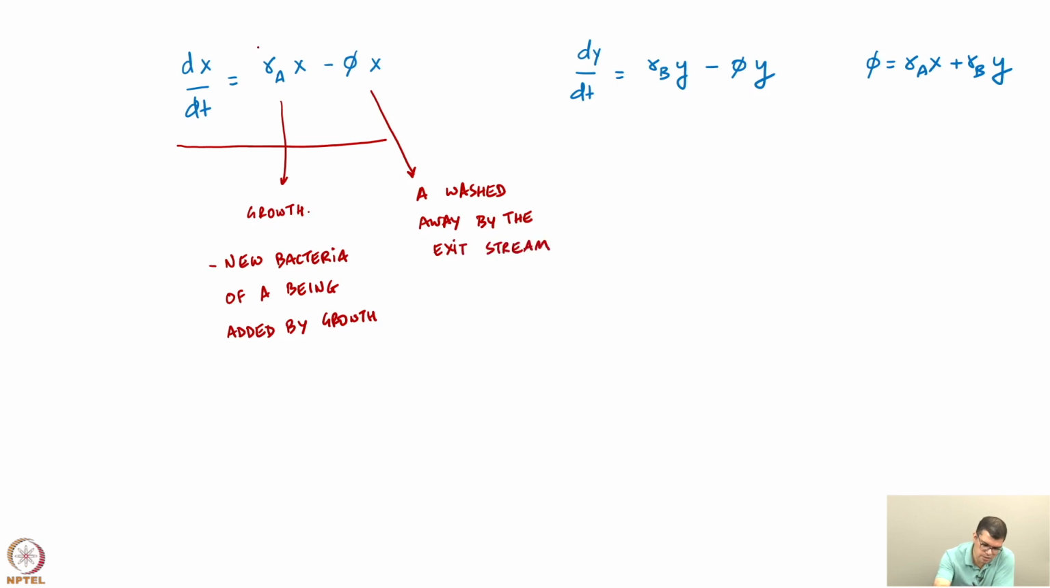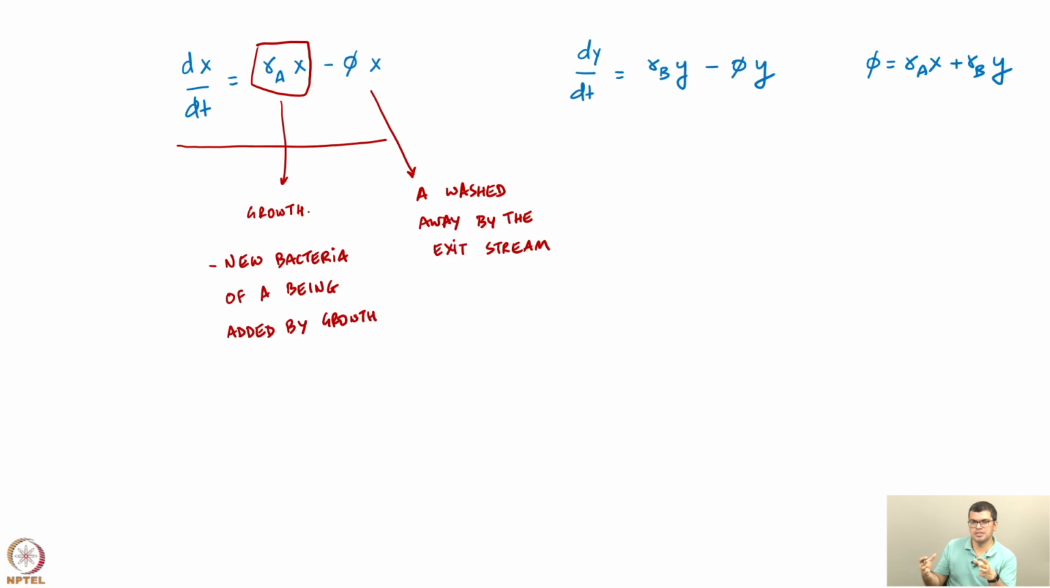And while this term was relatively easy to write, that growth or the addition of A type individuals in the chemostat is simply proportional to the growth rate of A type individuals, which is Ra, and also proportional to how many A type individuals are already there, which is X. So this was relatively straightforward to write. But for the washing away term, we knew that this was going to be proportional to X because this is a continuous stirred tank reactor and everything is well mixed.